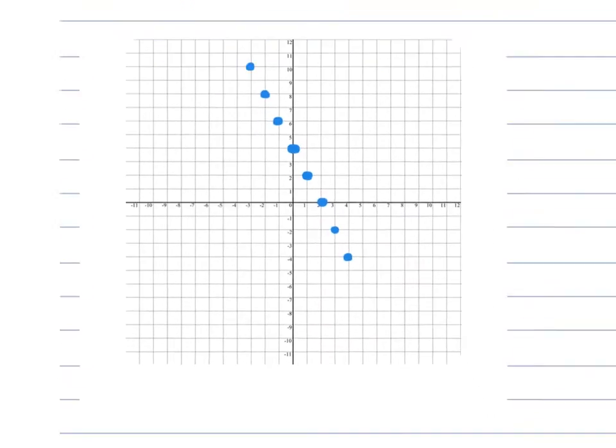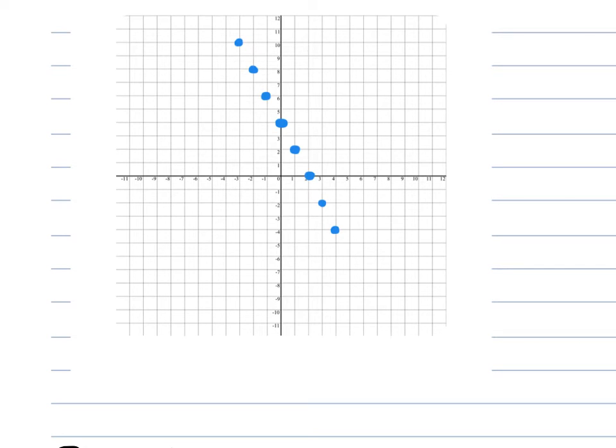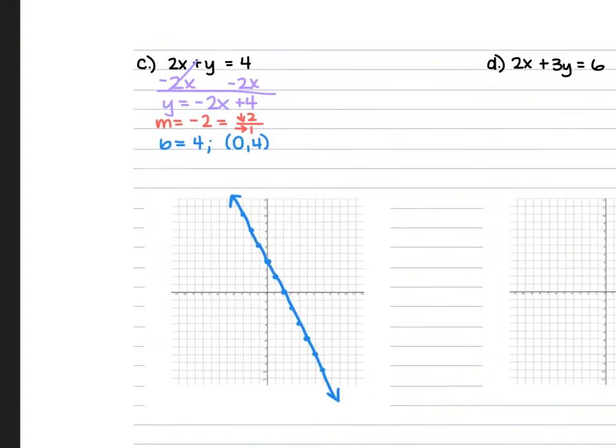So once you have enough points, which again, you only need 2, draw your line. This is why I do more than that. All right, draw your line through those points. Put arrows at the top, bottom of your line, and then you're done.